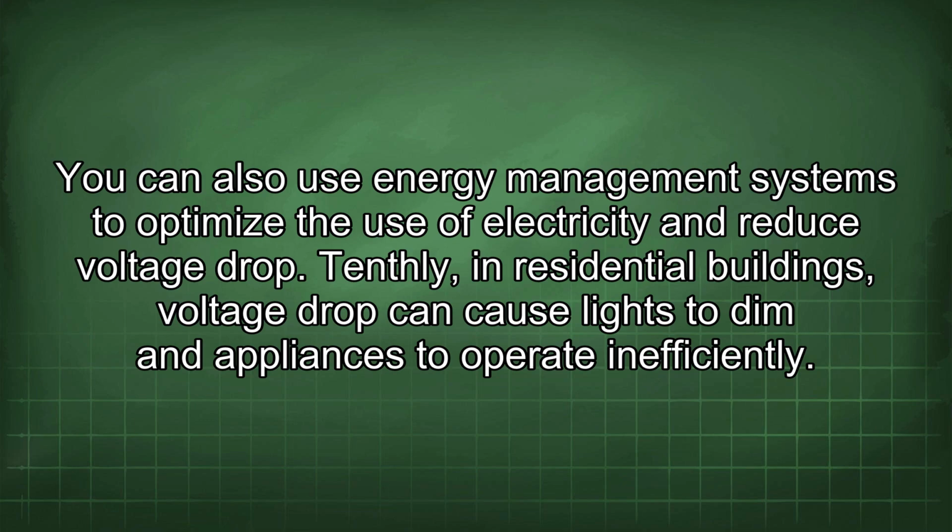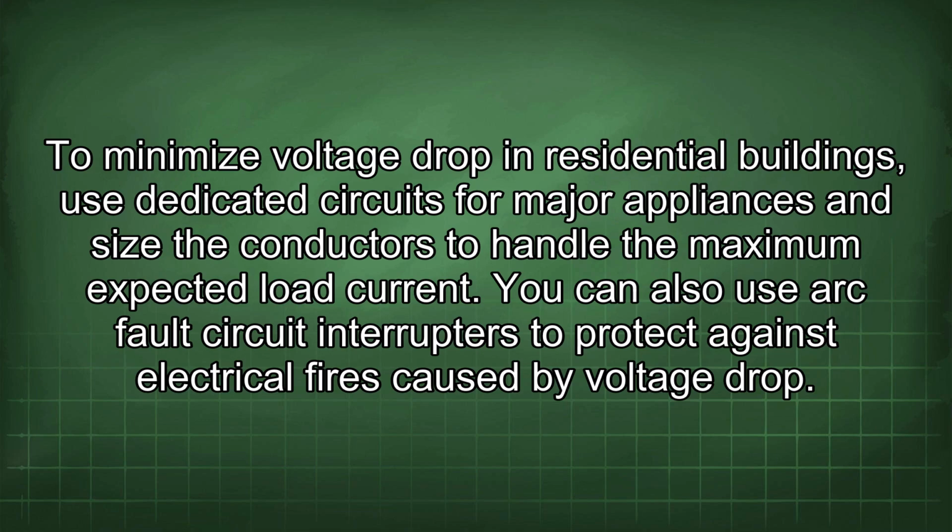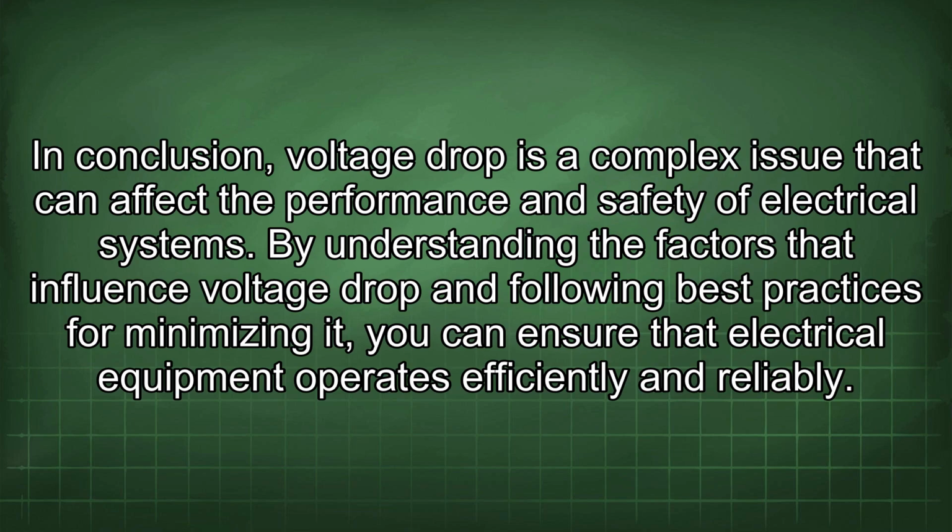Tenthly, in residential buildings, voltage drop can cause lights to dim and appliances to operate inefficiently. To minimize voltage drop in residential buildings, use dedicated circuits for major appliances and size the conductors to handle the maximum expected load current. You can also use arc fault circuit interrupters to protect against electrical fires caused by voltage drop. In conclusion, voltage drop is a complex issue that can affect the performance and safety of electrical systems.